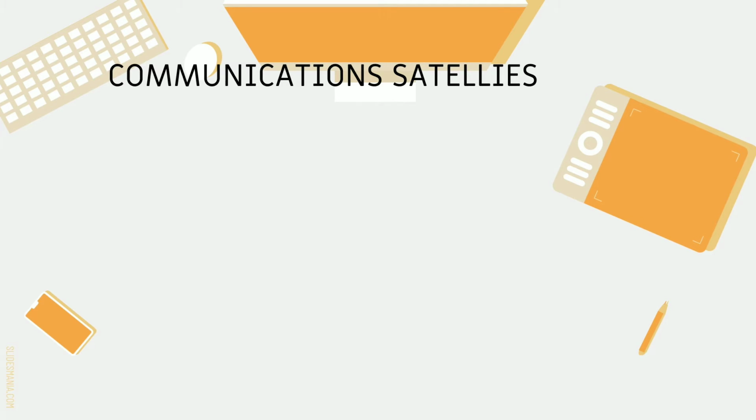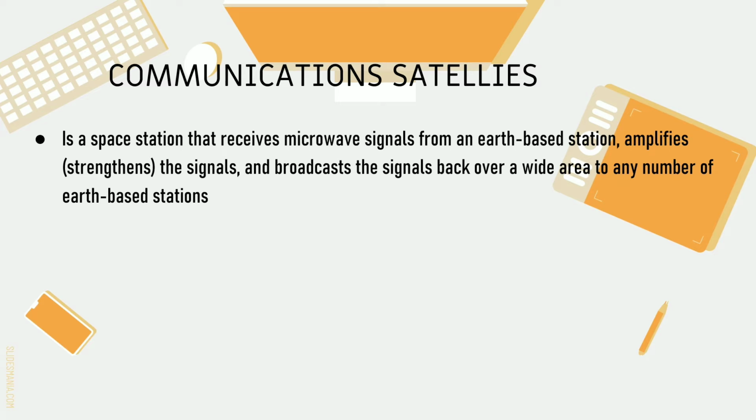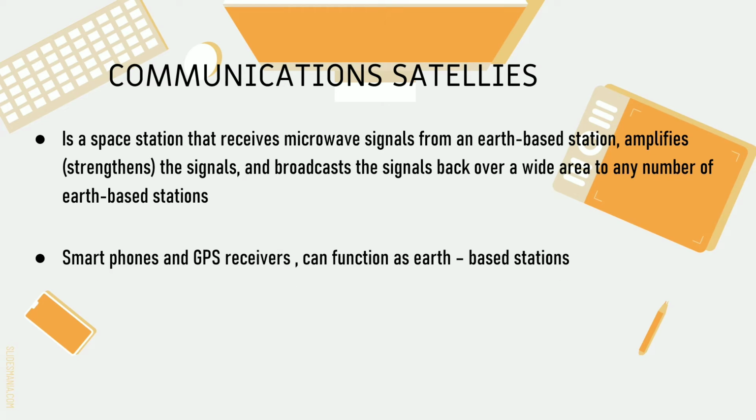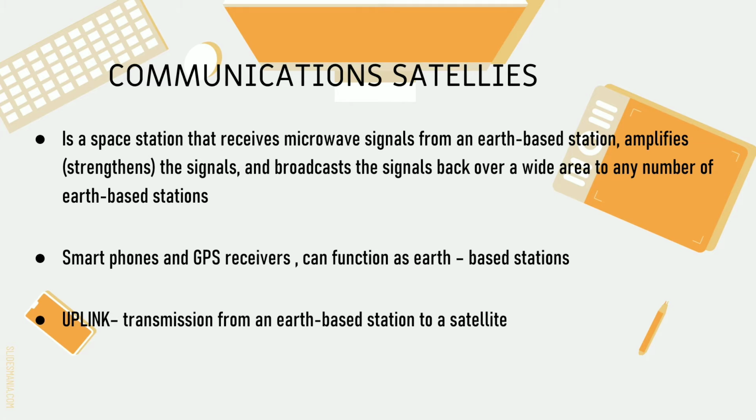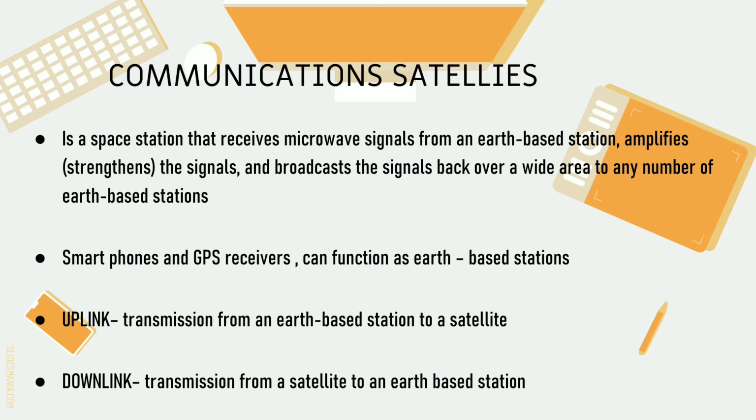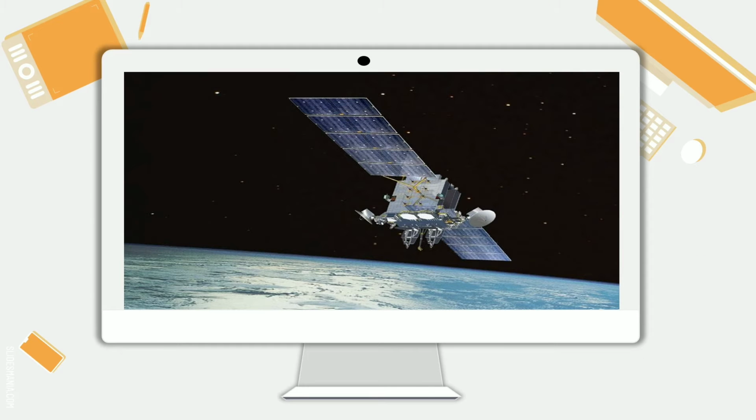Lastly, we have communication satellite. This communication satellite, from space, receives microwave signals from the Earth-based station, amplifies or shortens the signals, and broadcasts the signal back over a wide area to any number of Earth-based stations. Smartphones and GPS devices can function as Earth-based stations. We have a term for it: uplink, which is transmission from an Earth-based station to a satellite, and downlink, which is the vice versa of uplink. So this is the example.